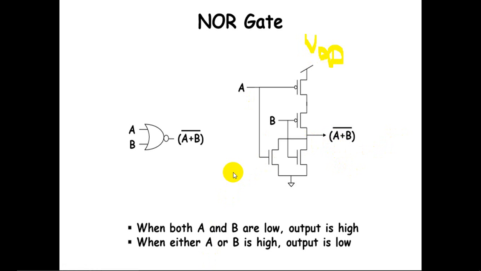Let's see what happens when both the inputs are low. Here we give it 0 and here also we give 0. Let's see what we get. This 0 propagates here, this one becomes 1, this one becomes short circuited. Even this 0 propagates here, this one becomes 1, this one becomes short circuited. So VDD starts reaching the output, so the output becomes 1, that is high.